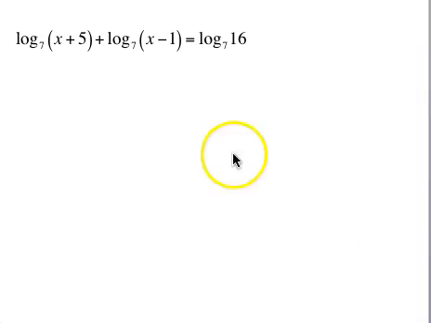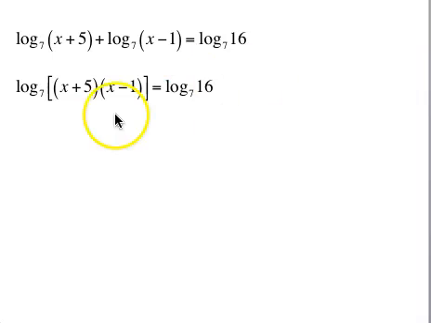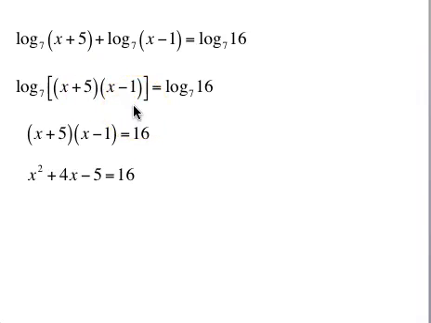Our next example is log base 7 of x plus 5 plus log base 7 of x minus 1 equals log base 7 of 16. So how do we think of this? The sum of the logs is the log of the product. That would be log base 7 of x plus 5 times x minus 1 equals log base 7 of 16. Multiplying those out, x squared plus 5x minus 1x, so that's x squared plus 4x minus 5, will equal 16.